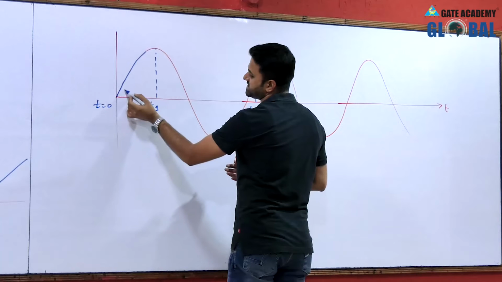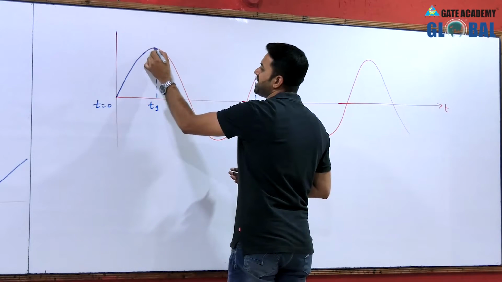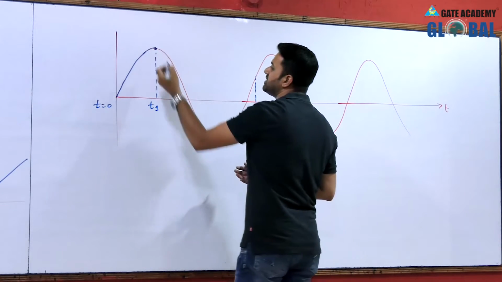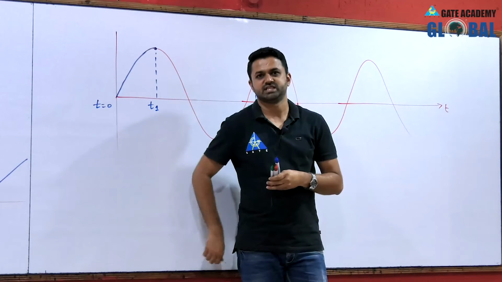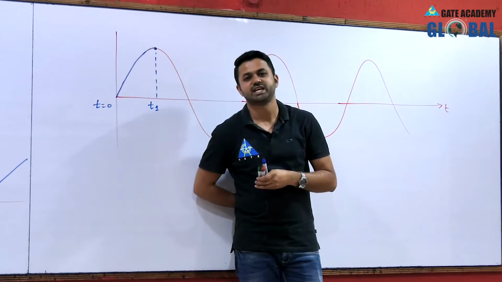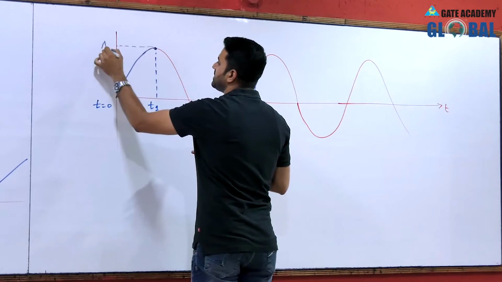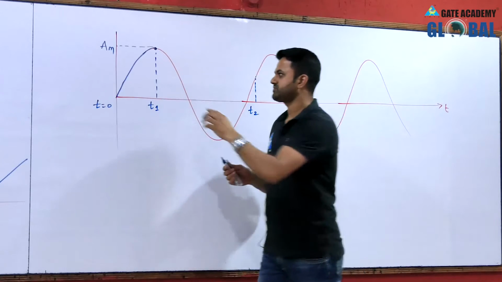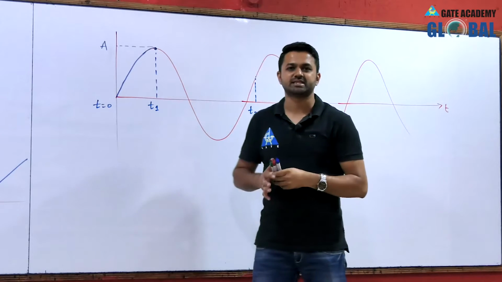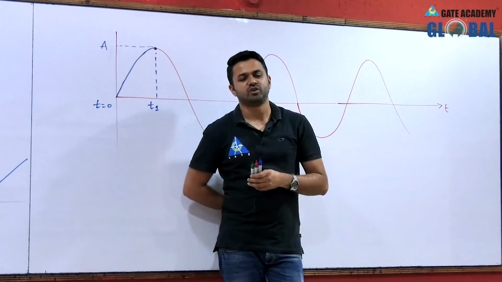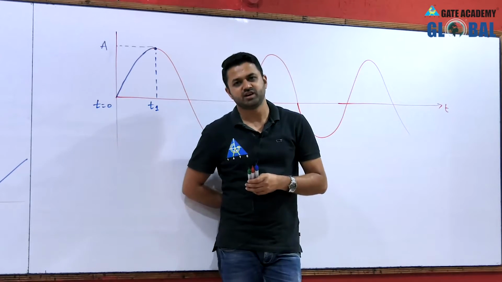As we are increasing the input, the capacitor voltage is also increasing. So it reaches the maximum value. At time t equal to t1, both have the same voltage. Input has the maximum voltage, that is A, that we have written there. So input has the maximum value A, so the output, or the voltage across the capacitor, is also A.